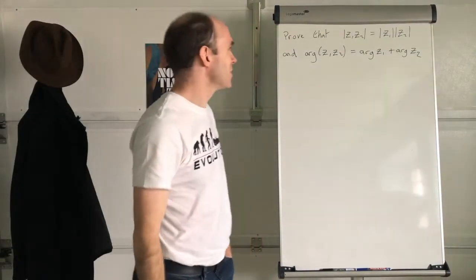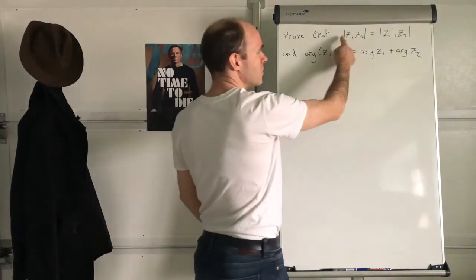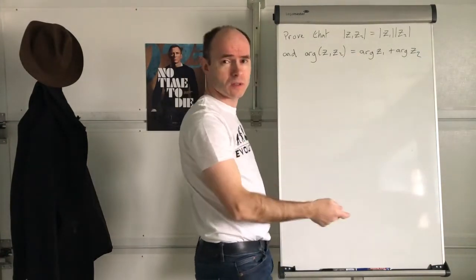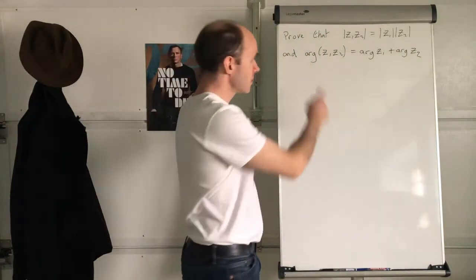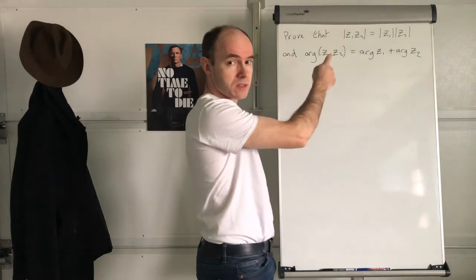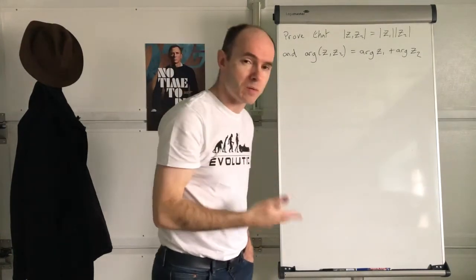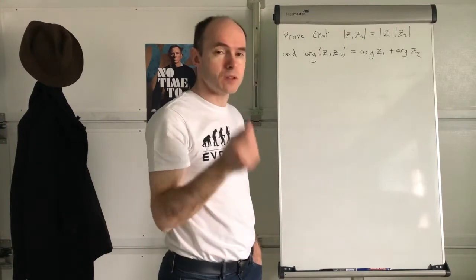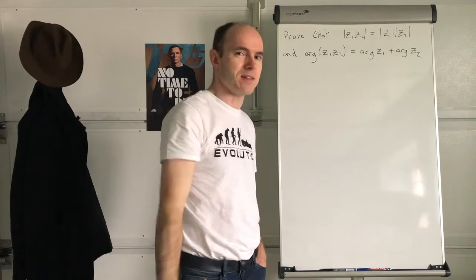Right, so what is the proof of this? The proof that when you do the modulus of z1 z2, you get the modulus of z1 times the modulus of z2, and when you do the argument of z1 z2, you get the argument of z1 plus the argument of z2. In other words, what's the proof that when you multiply two complex numbers together, you multiply the moduli and you add the arguments? Have a go at the proof now, and then just play the video.